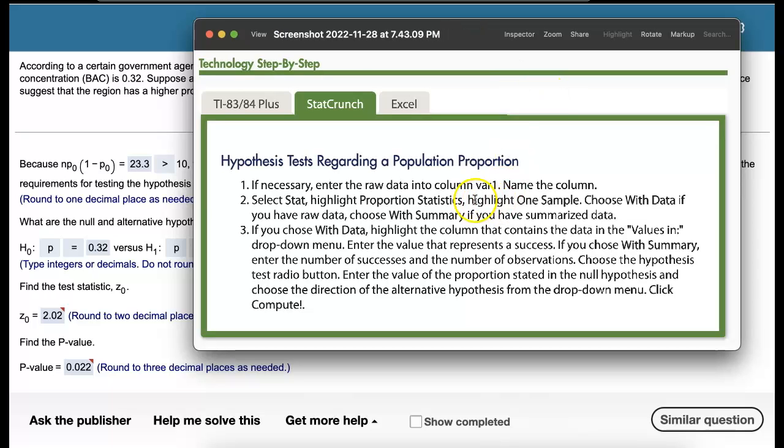In this particular case, we don't have raw data. Instead, we have data that's a summary. And we have summary data. So when we go to Stat, Proportion Stats, we're going to select One Sample, and we'll select then With Summary. So I'm going to walk through that process now.